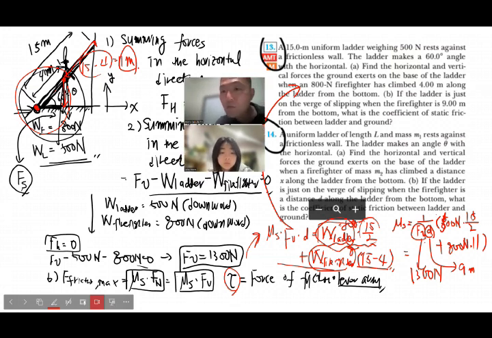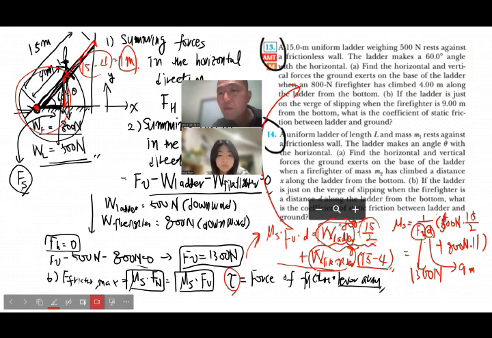Okay, so question B is just on the verge of slipping when the firefighter is 9 meter from the bottom, so you actually have to change this one from 15 minus 9, that should be 6. So we plug that into this formula, then that should be 1 over 1300 Newton times 9 meter times 500 times 15 over 2 plus 800 times 6. Okay, that should be changed to the 6, 15 minus 9.